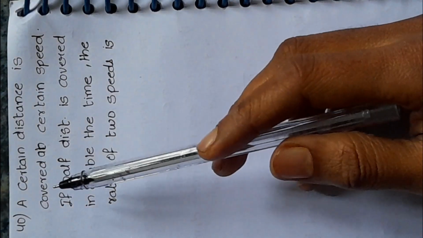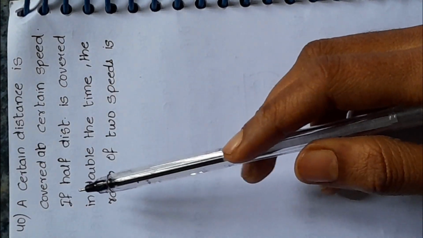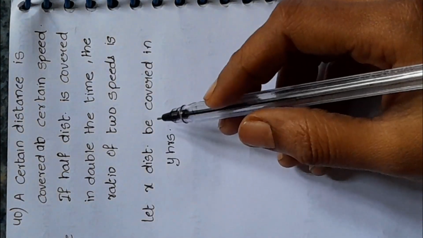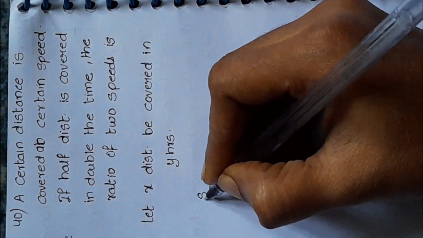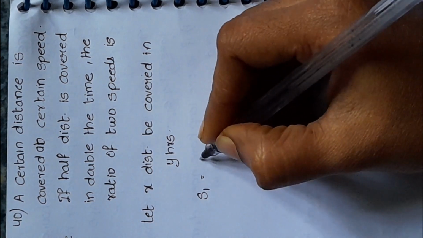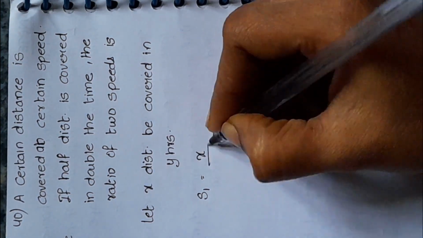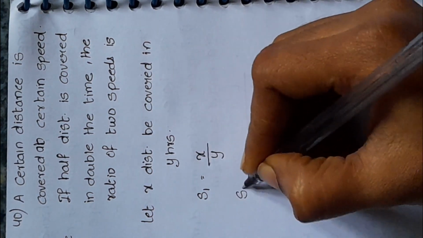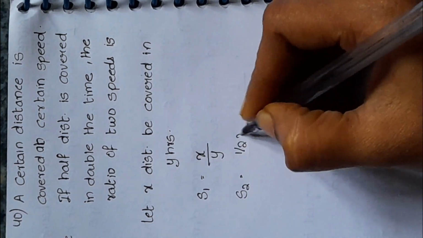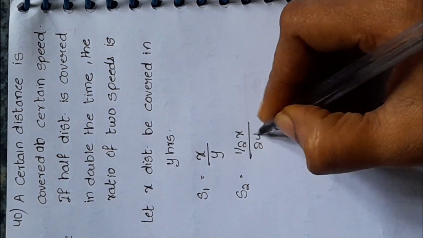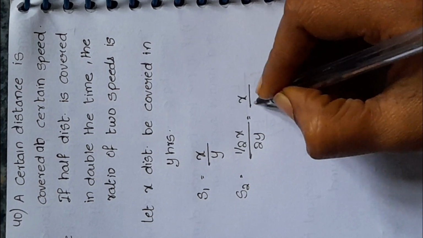Question number 40. A certain distance is covered at certain speed. If half distance is covered in double the time, the ratio of the two speeds is. Let x kilometers of the distance be covered in y hours. Then the first speed s1, speed is equal to distance by time. That is distance is x by time is y. Now s2 is half of the distance, 1 by 2 of x by double the time, that is 2y. This can be written as x by 4y.